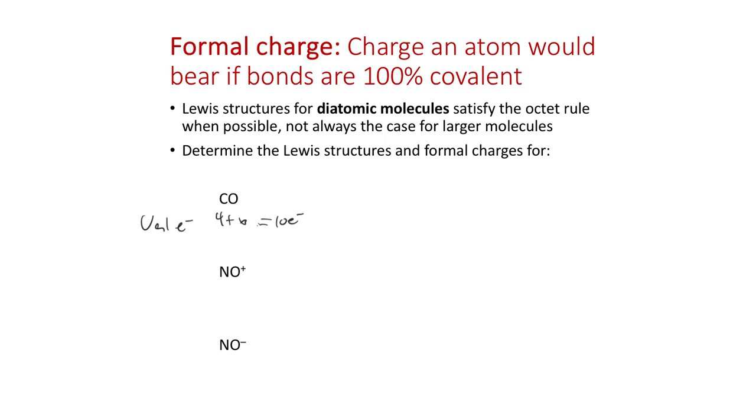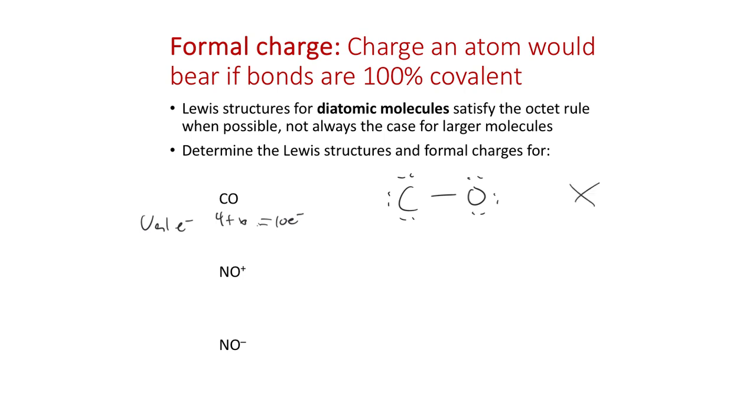So 10 for CO. And so what this means is, how can I satisfy the octets on both atoms? If I think of a single bond, and we're going to do this either single, double, or triple, if I think single, I can't satisfy the octet rule because it would have to be this. That's too many electrons. That's 14 electrons.